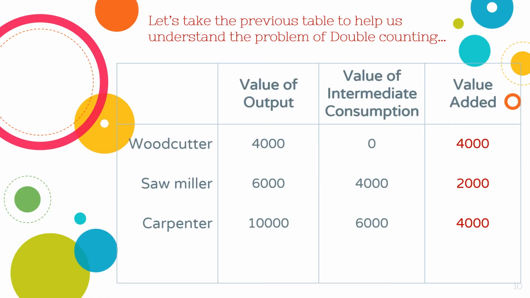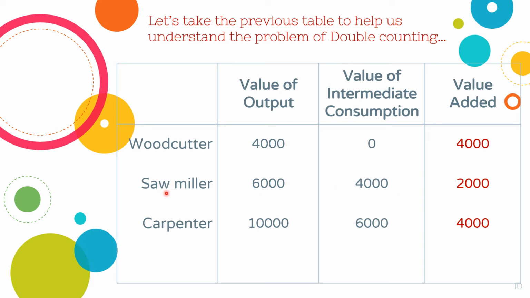Let us try to understand the problem of double counting by considering the table we took earlier. Now we need to understand why we consider the value added and not the value of output while calculating national income according to the value added or product method. Let us see why. As you can see, the value of output of the woodcutter is 4,000. The value of the output of the sawmiller is 6,000, which includes the 4,000 paid to the woodcutter.